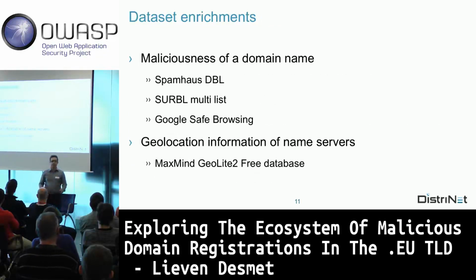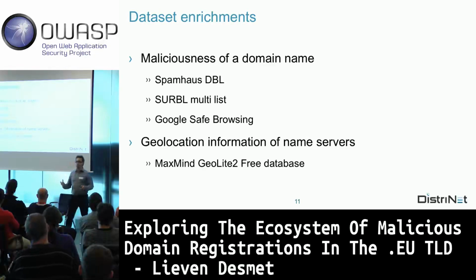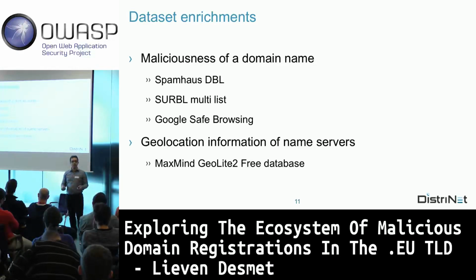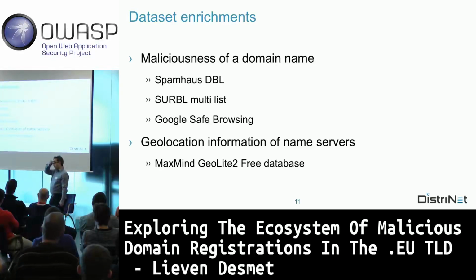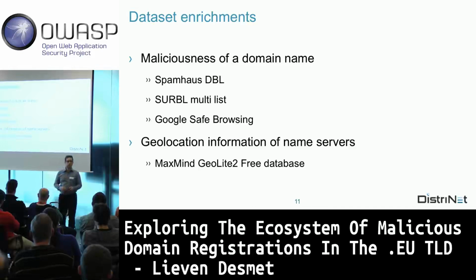We did enrich that data set with two parts. First, we want to know which of those domain names are actually malicious. Because we can see 800,000 domain names, we need to know which are the ones that we are interested in for our analysis. And for that, we queried 3 sources of malicious behavior, the blacklists. We used Spamhaus, we also queried SURBL, and we also used the Google Safe Browsing List. We did this typically on a daily basis for 13 days, and then every week we repeated until 6 months after registration. This is one part.